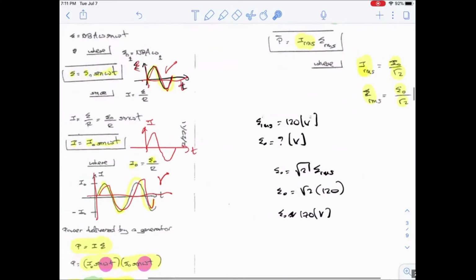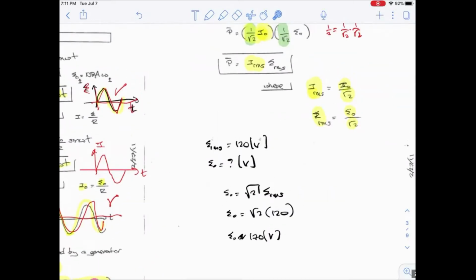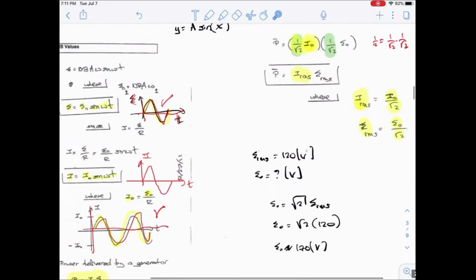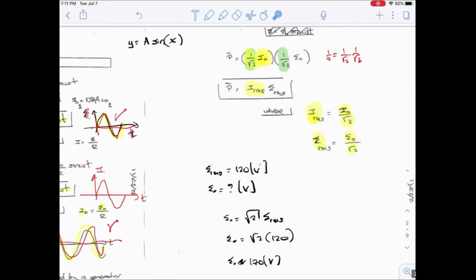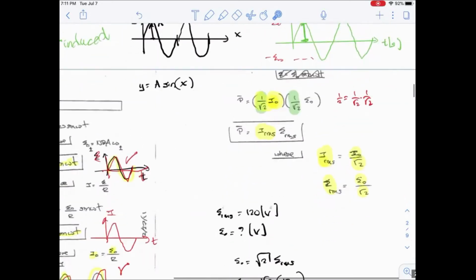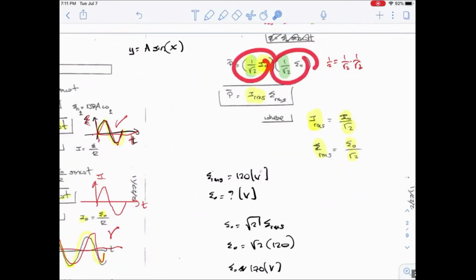Okay, so when do we use the RMS values? We use the RMS values when we need non-zero averages, right? Because on average you get zero current and on average you get zero voltage. So if you're interested in non-zero average, that's when we end up using the RMS values.